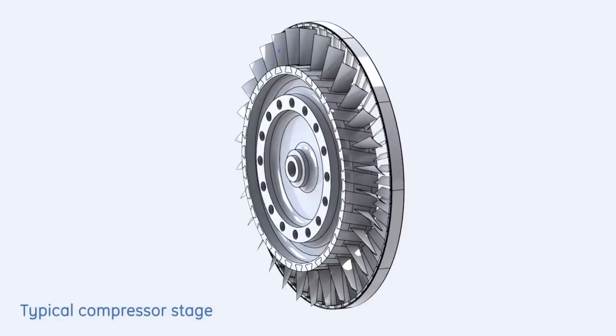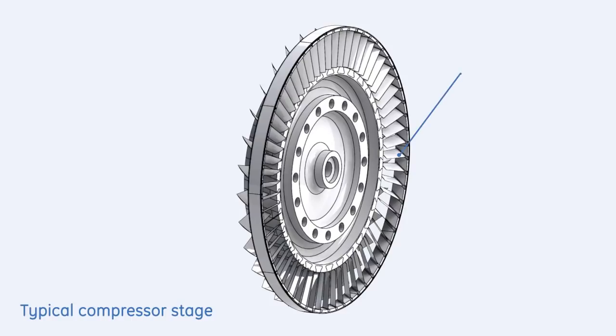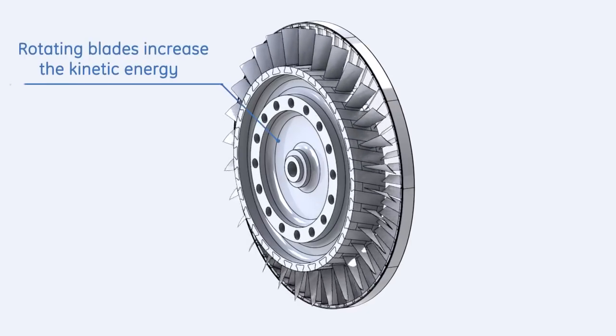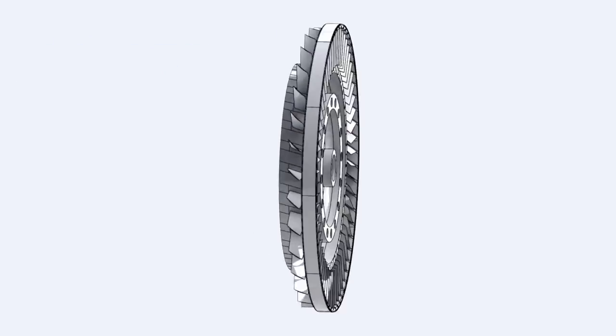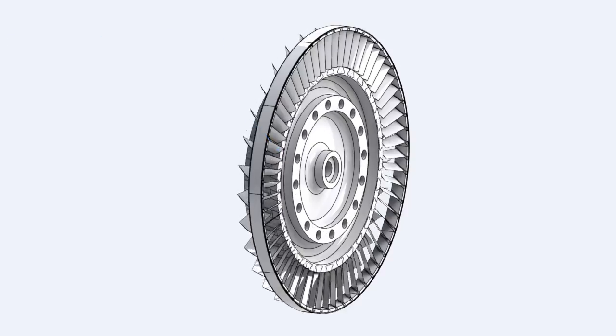Each stage consists of a set of rotating blades and set of stator stationary blades. Compression is achieved in each stage as the rotating blades increase the relative velocity of the air. Then, the stator stationary blades convert the gained kinetic energy into a pressure rise and guide air to enter the following stage at the proper angle.